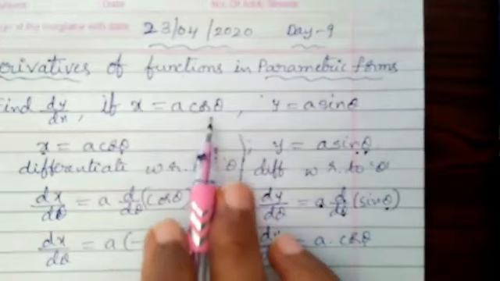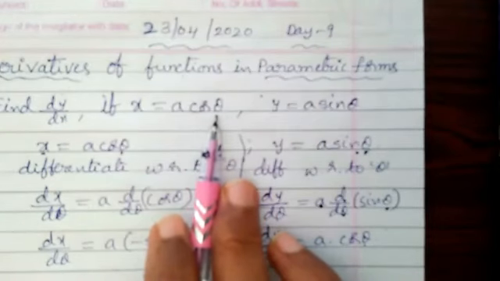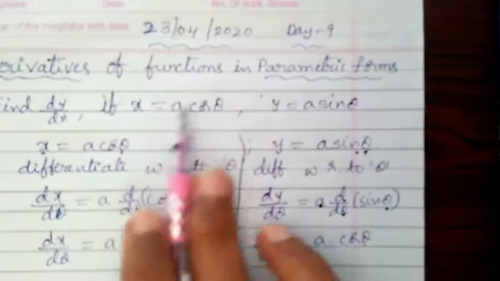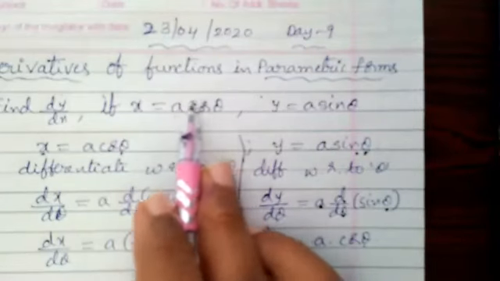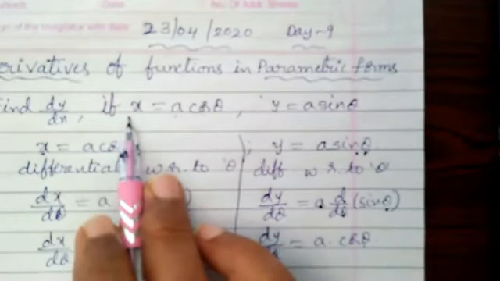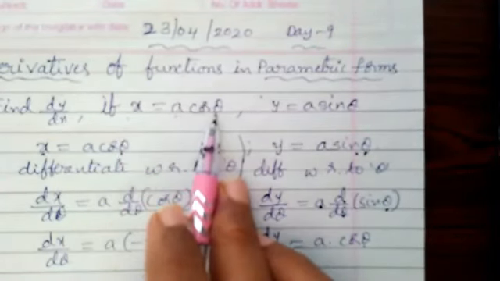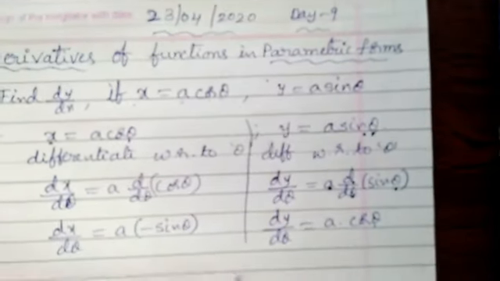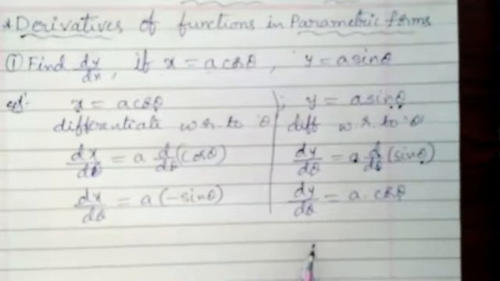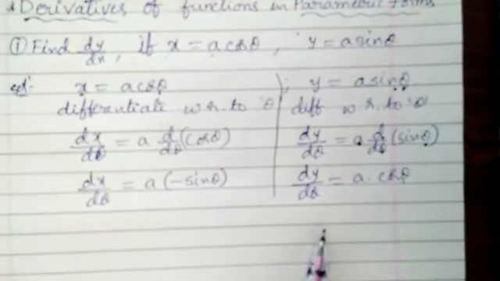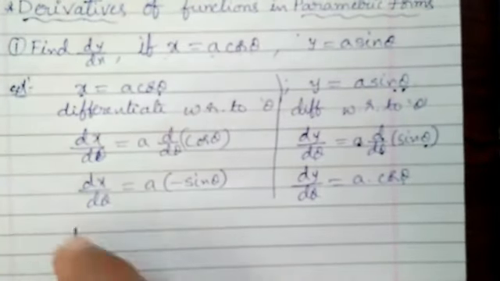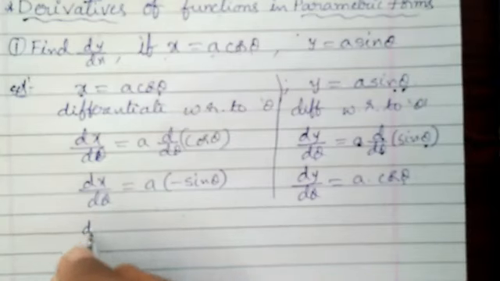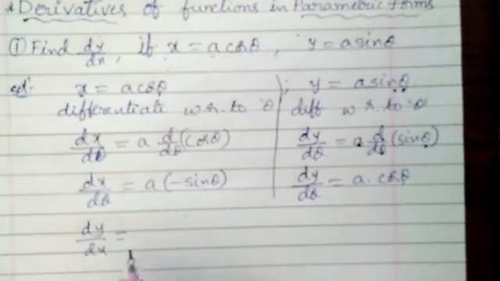So in parametric form, the right side variable is the independent variable, because the value a cos theta is assigned to x. This assignment makes this the independent variable and this the dependent, that is why we write it so. Whatever methods we apply, finally we have to find dy by dx.